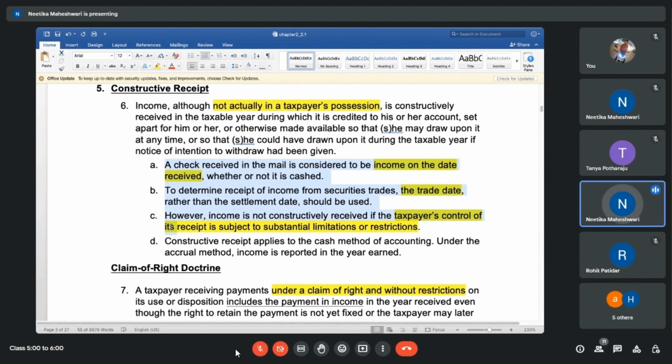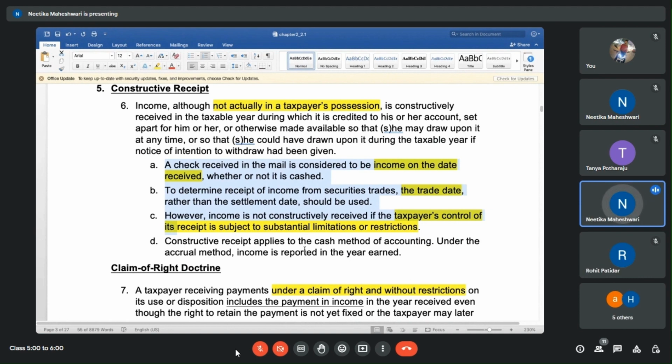As long as we can prove this is reasonable, this is a regular business practice, the taxpayer has been consistently doing that, and no action is taken only for the reason of evading taxes. If we can prove that there is no willful intention to defraud the IRS, then it's fine. Then they'll accept it.